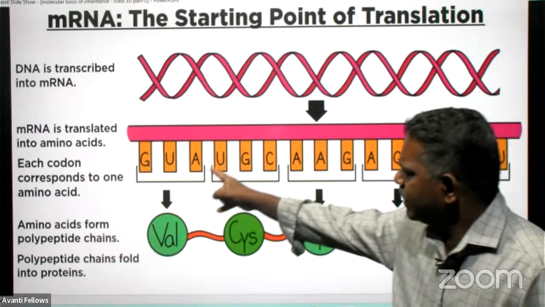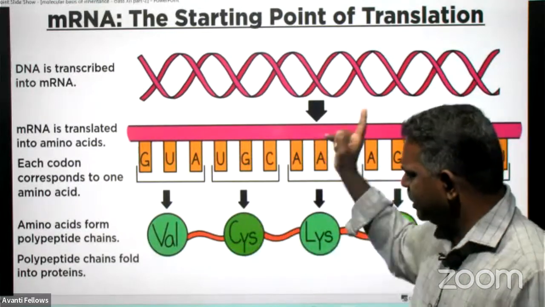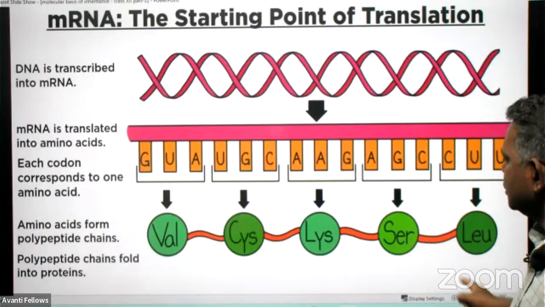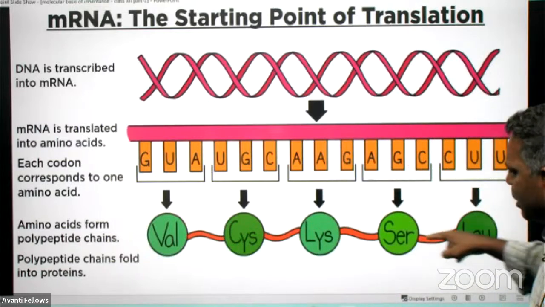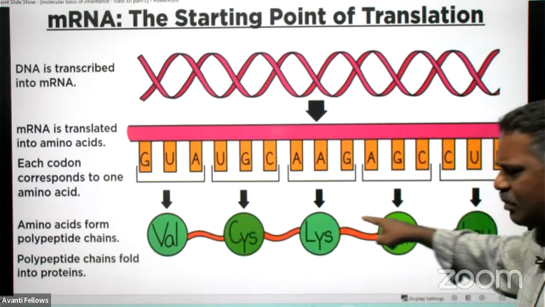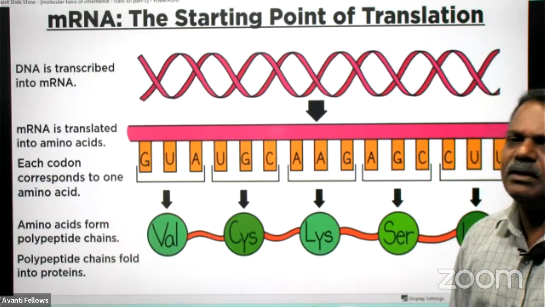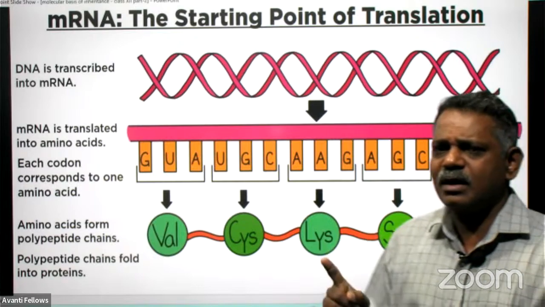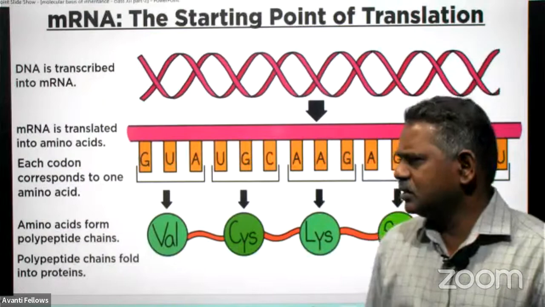And here valine will be placed, and this triplet codon makes the tRNA bring the cysteine here, then lysine, then serine, leucine, and all these amino acids are connected to each other with a bond. You can see the bond here given in orange color. What type of bond connects one amino acid to another? Peptide bonds only. That is the role of the RNA present in between the large subunits.